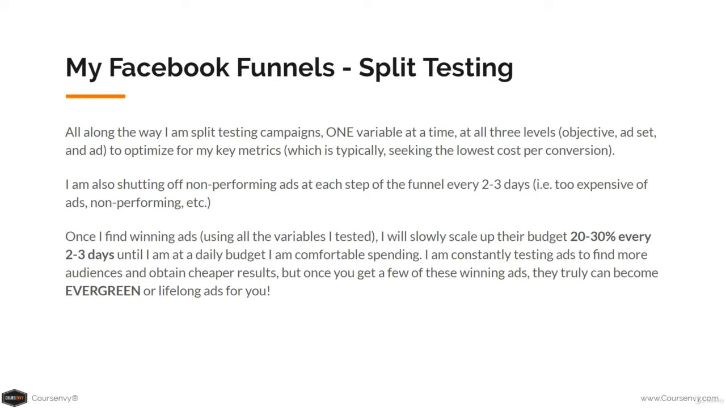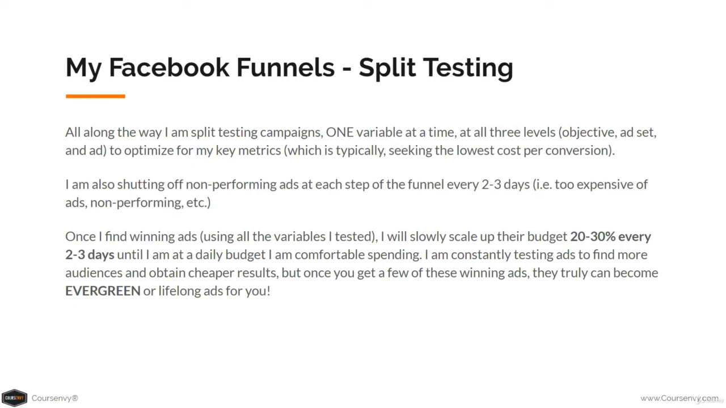So all along the way, as I work people down this funnel, I am split testing campaigns, one variable at a time at all 3 levels, objective, ad set, and the ad, to optimize for my key metrics, which is typically seeking the lowest cost per conversion. I am also shutting off non-performing ads at each step of this funnel every 2 to 3 days. I'm shutting off things that are too expensive, non-performing, and so on.